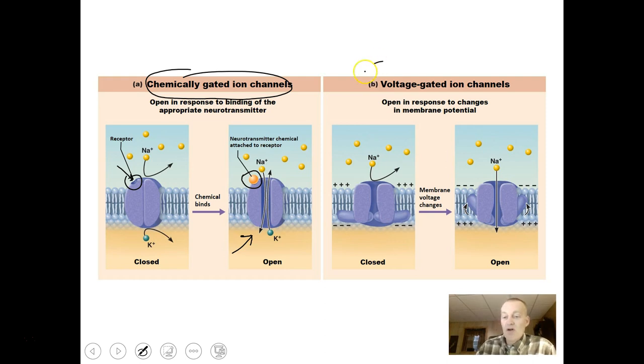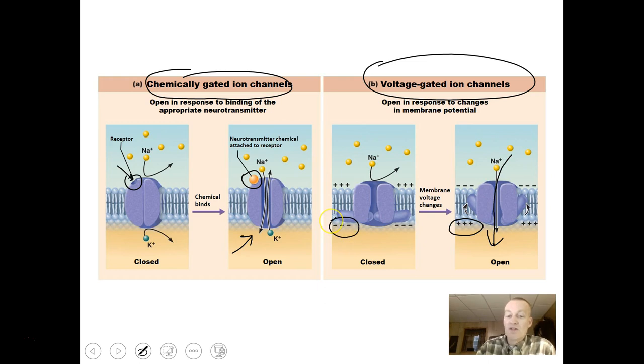But we also have voltage gated ion channels too. So in response to a change in voltage, for example, if I make the voltage on the interior positive where it was negative before, we can allow ions to flow through. If I cause it to be negative, then it basically shuts the gate down. So we have voltage gated ion channels.